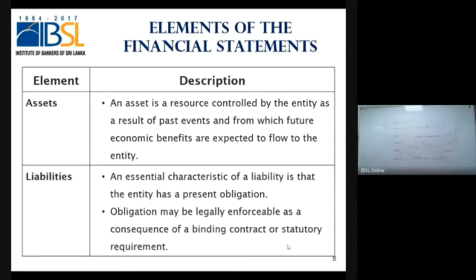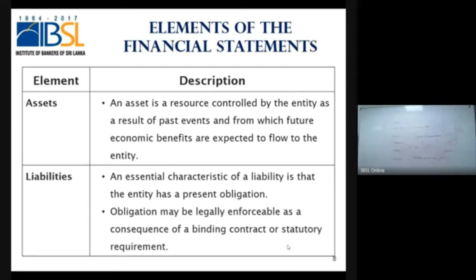Okay. Then we go to liabilities. Liabilities say it is an essential characteristic of a liability is that the entity has a present obligation. So you know obligation. What is obligation? Something that you have to perform. Obligation may be legally enforceable as a consequence of binding contract or statutory requirement.